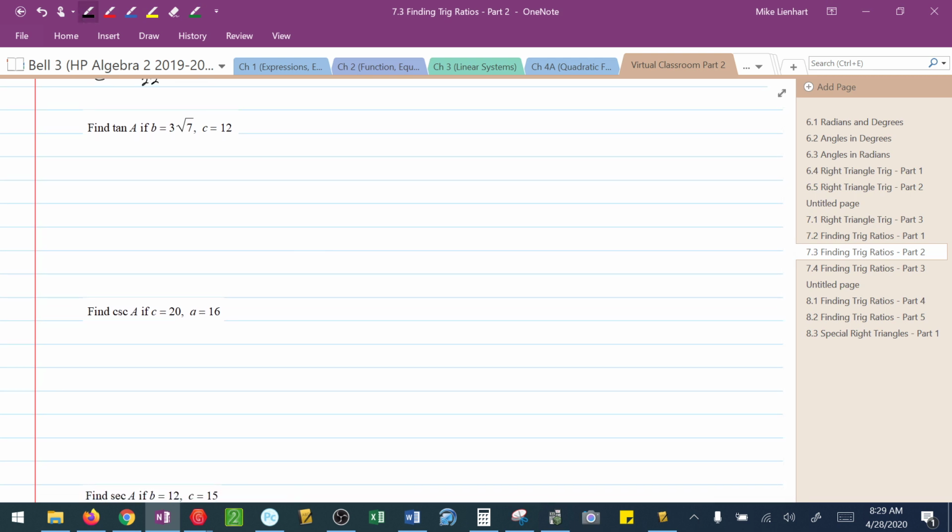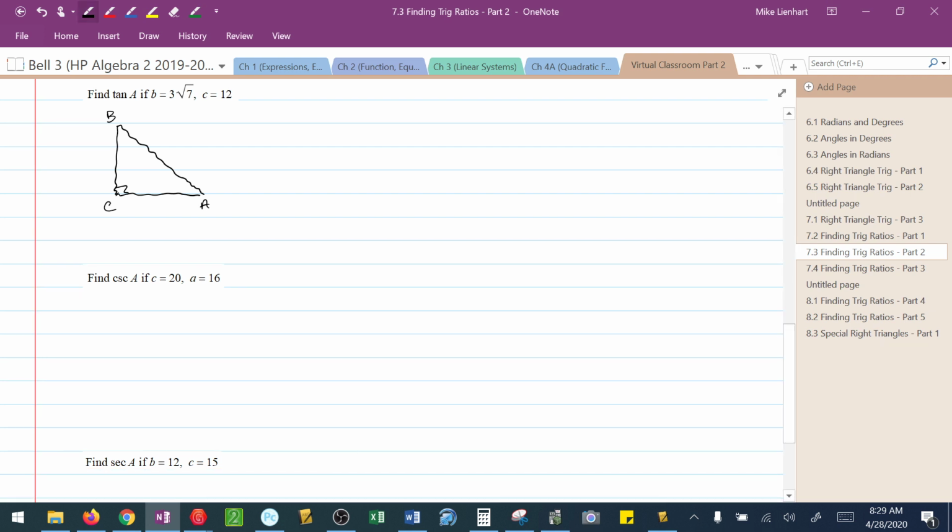All right, so the tangent of A, let's see here. Sketch a triangle and identify the given. And again, I can't emphasize this enough. I'm just making a general triangle. They tell me that side B is 3 radical 7. They tell me that side C is 12.